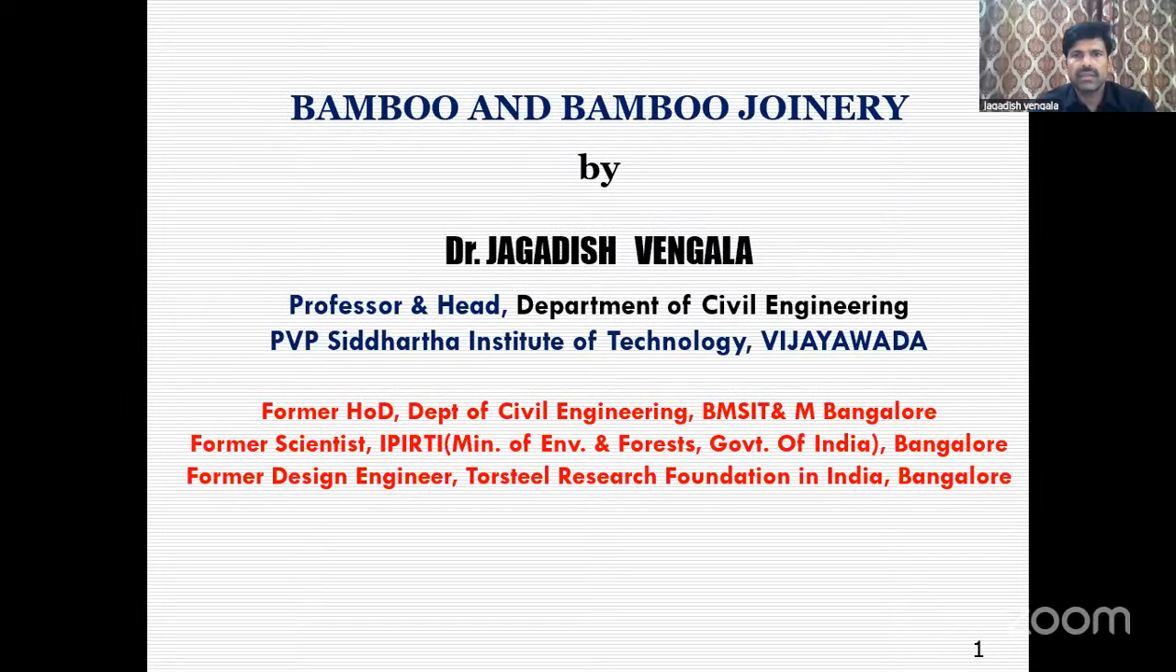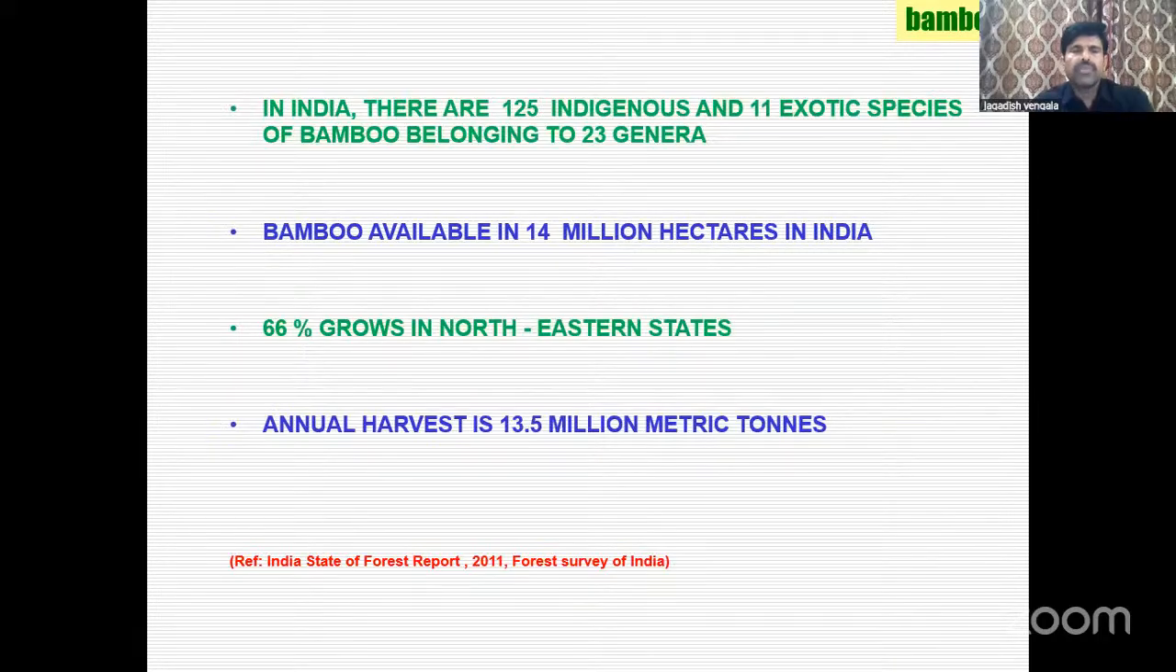Handle a little bit of bamboo joinery used in construction purposes. Before getting into it, this is a little old data, but just to remind you that we have a lot of indigenous and exotic species of bamboo, almost 125 plus. In India, we have 14 plus million hectares available. We all know most of this bamboo grows in the northeastern part of India, almost 66%.